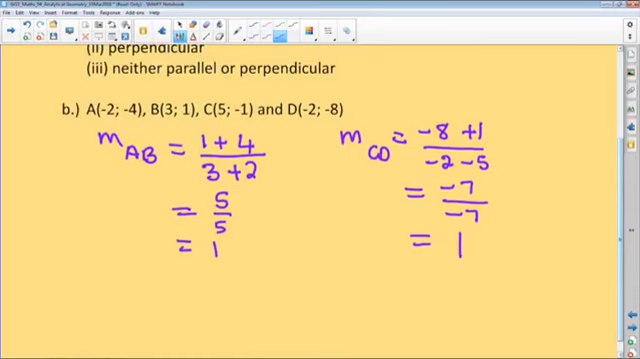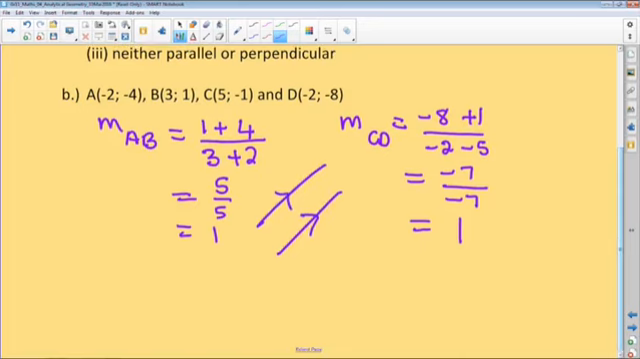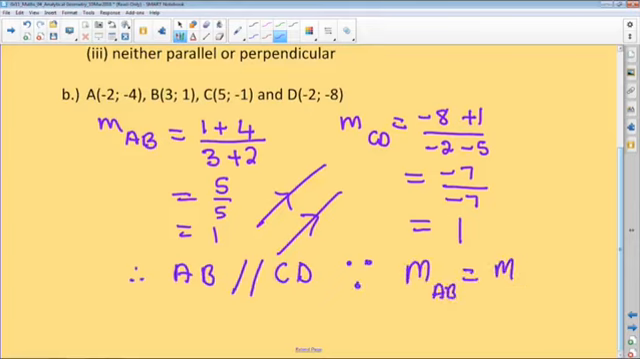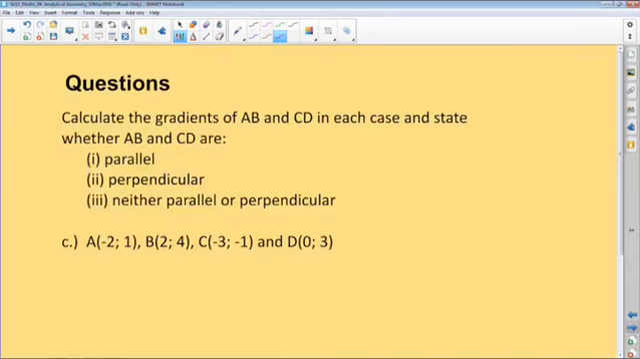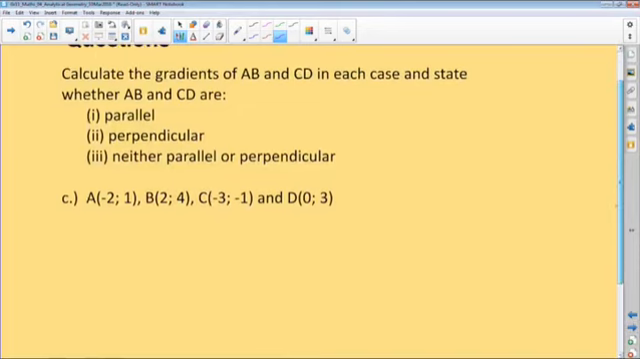So you have, your lines are parallel, they share the same gradient. So we can conclude by saying, therefore, for this case, AB is parallel to CD. Why? Because gradient of AB is the same as gradient of CD. Okay, right. Now we look at the last one, this particular set of problems.